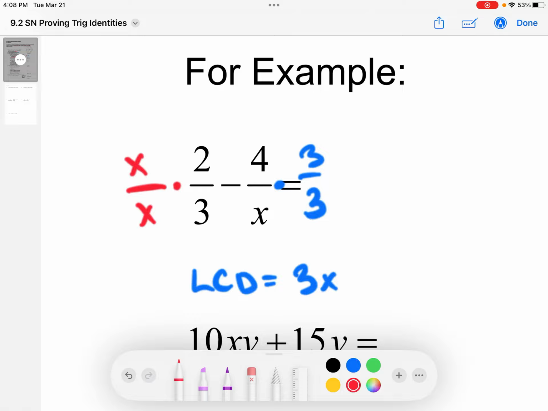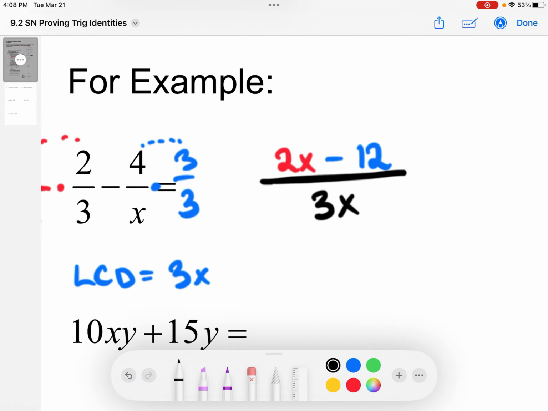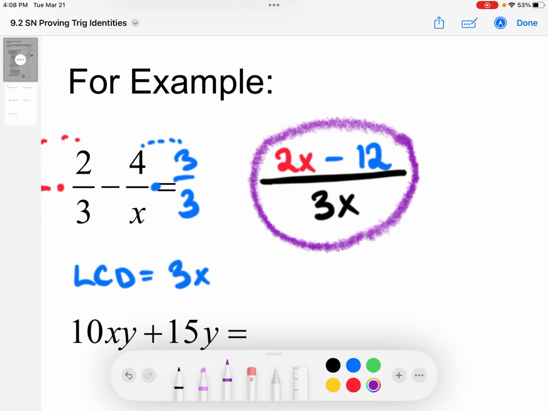Then multiply. 2 times x gives us 2x, okay? Minus 4 times 3 is 12. And we're dividing all of that by our common denominator, 3x. Now, we can't simplify this any further from here. So this is our single fraction. Yeah, it has a subtraction in the top, but it's still just a single fraction.